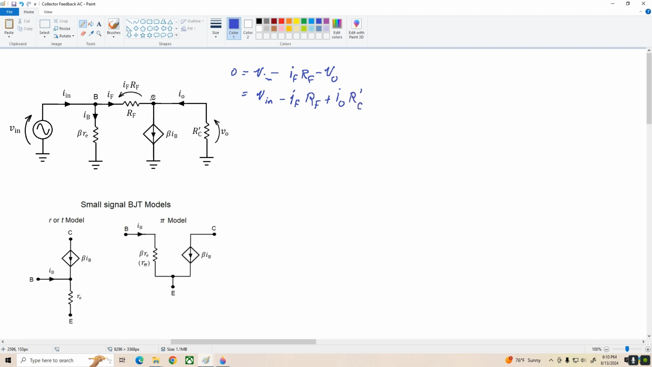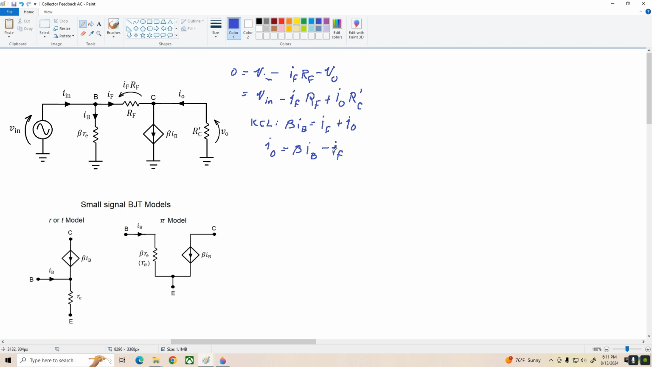All right, now I'm going to do a little bit of Kirchhoff's current law at node C here. The most obvious thing that strikes me is that beta times IB is equal to I sub F plus I sub O. Now what I'm really after here is the equation for I sub O. So let me solve this, and we get I sub O equals beta times IB minus I sub F.